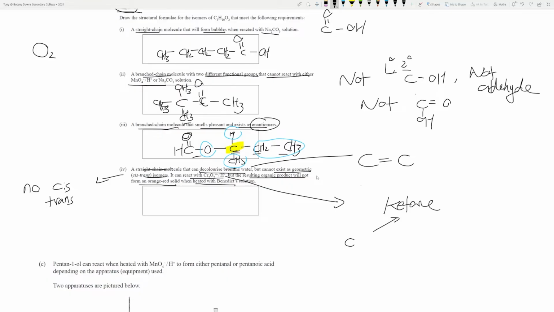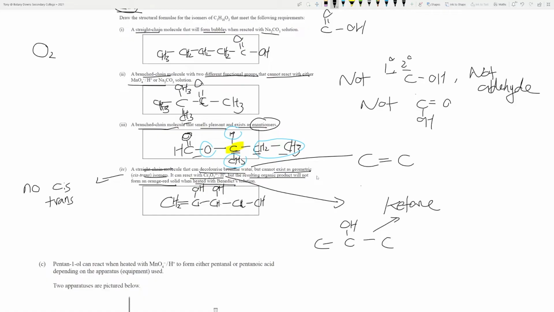So how do we make a ketone? You must have a secondary alcohol. We've got a straight chain, so we've got 5 carbons. We must have the OH on the second carbon, and it must not have a geometric isomer. I can put the double bond here, and that will work. I could also put the OH group maybe over here. That will work as well. Oops, there's no H there.